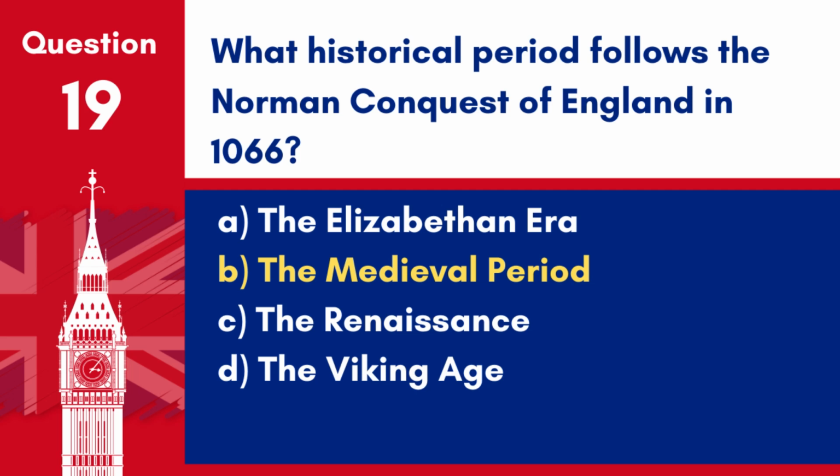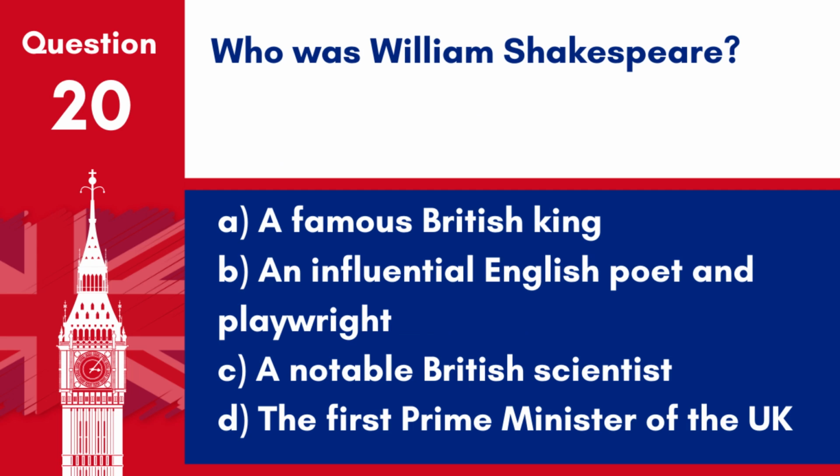Question 20. Who was William Shakespeare? A. A famous British king. B. An influential English poet and playwright. C. A notable British scientist. D. The first Prime Minister of the UK. Answer. B. An influential English poet and playwright.